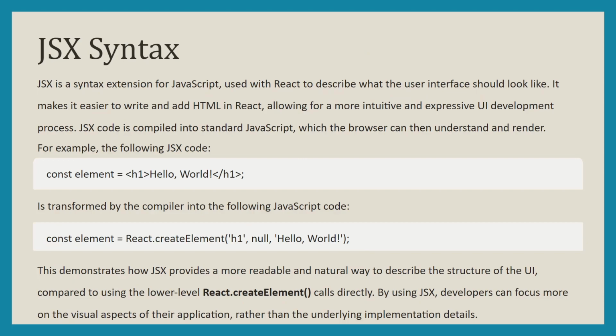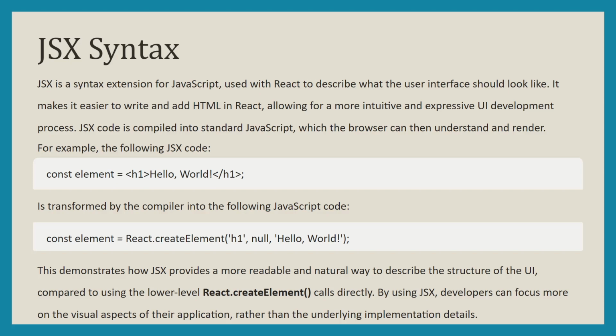Let's talk about JSX syntax. So JSX is a syntax extension for JavaScript, used with React to describe what the user interface should look like. It makes it easier to write and add HTML in React, allowing for a more intuitive and expressive UI development process. JSX code is compiled into standard JavaScript, which the browser can then understand and render.